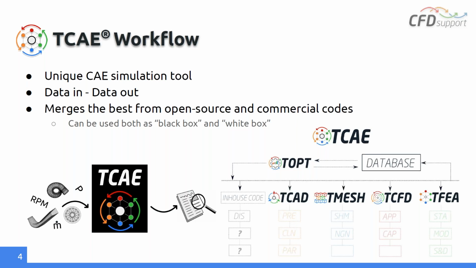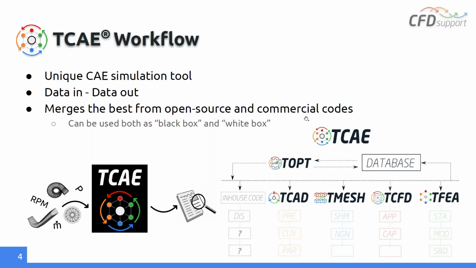It includes several components. It works like a kind of black box. So you just put the data in, run the simulation, and get the data out. Because it is based on open source, the software behind the CFD is OpenFOAM, for the FEA is Calculix. And so it merges the best benefits from open source and commercial codes.